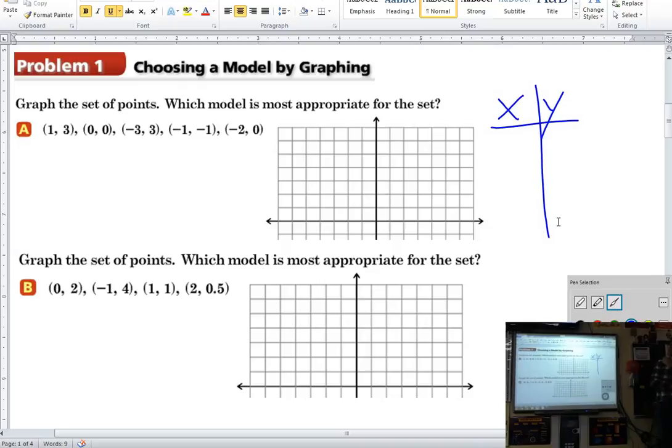So one really good thing to do when we're looking at these values is to set them in a T-chart, but order your points. I have x values from -3 up to, sorry, up to 1 actually. I'm going to put them in order here. And the y values are 3, 0, -1, 0, 3.